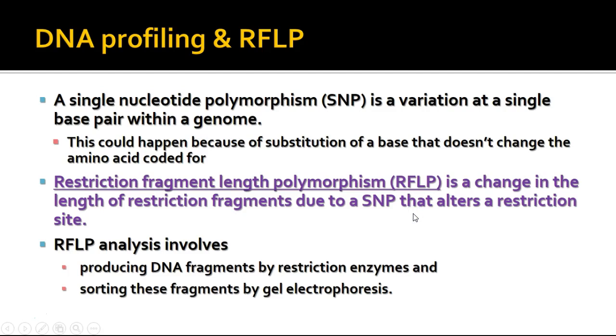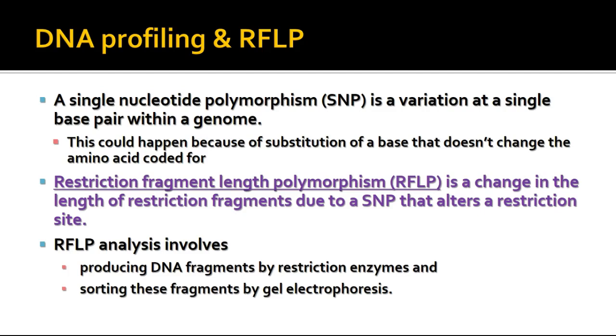Now, another process, or when we compare those, what we're doing is something called restriction fragment length polymorphism, or RFLP. The single nucleotide polymorphisms are differences at a single base pair within a genome. Sometimes you have a substitution that's wrong. Sometimes you have a base pair that gets flipped over. And so what that can do is it changes the length of the restriction fragments, or the pieces of DNA, because it's going to sometimes change the restriction site or the recognition site for the restriction enzyme.